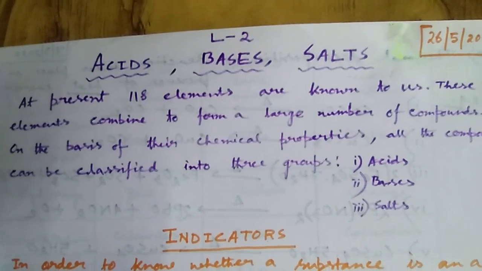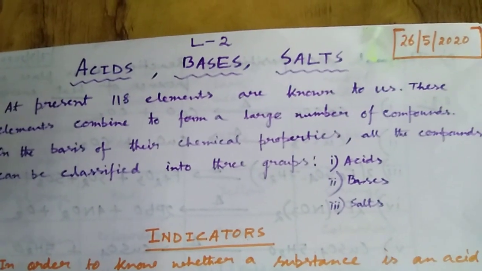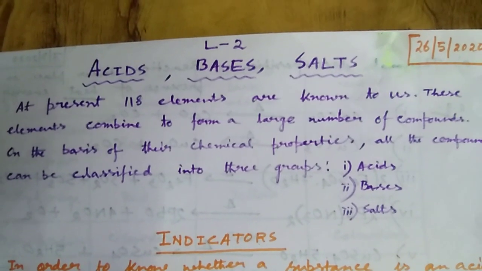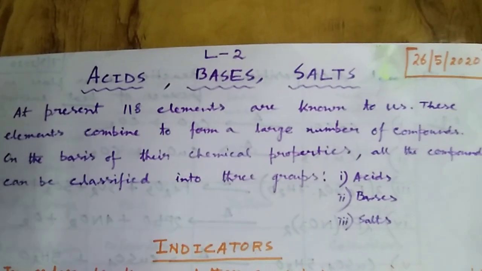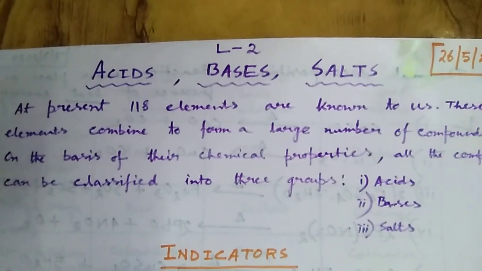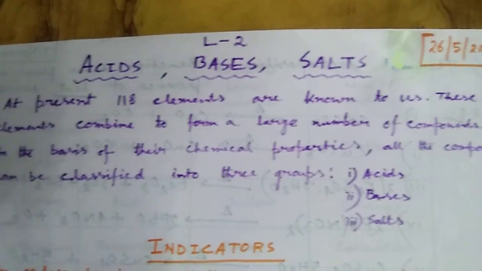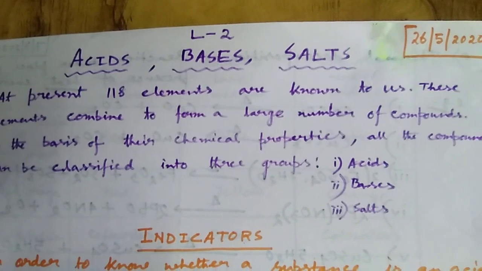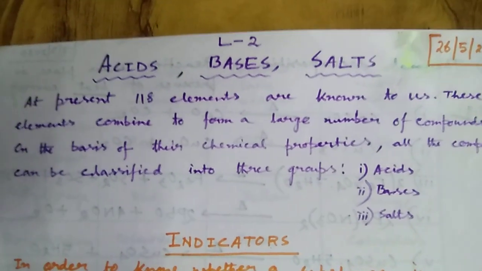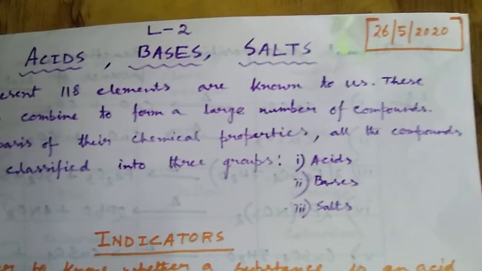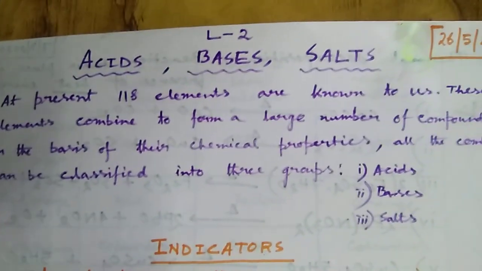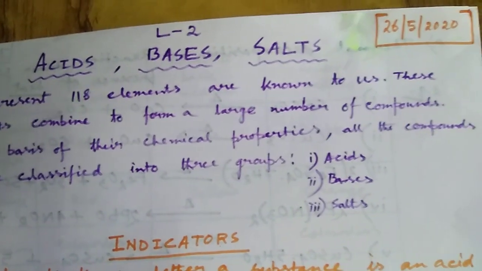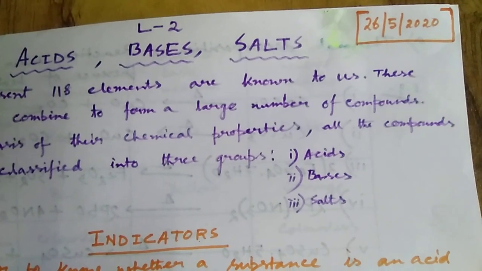Good afternoon, students. Today onwards we are going to begin with the new lesson, that is lesson 2, acids, bases and salts. At present 118 elements are known to us. These elements combine to form a large number of compounds. So on the basis of their chemical properties, all the compounds which are known to us can be classified into three groups: acids, bases and salts.